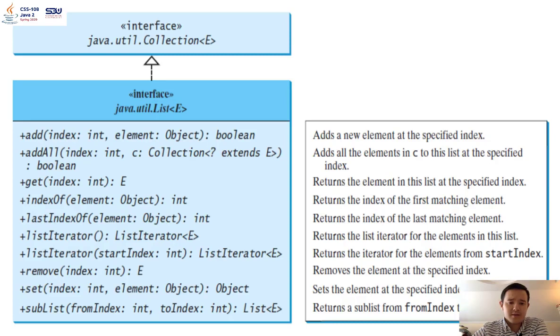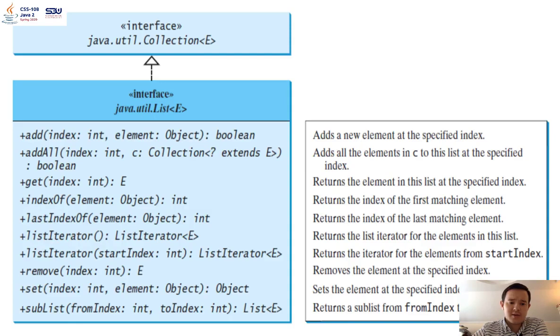So the list interface has the add method. You can add an element into a certain position in the array list or a linked list, and also you can add all the elements in some other collection to some certain position. It returns a boolean. Probably it returns true if the addition was successful. We need to check this in the documentation.